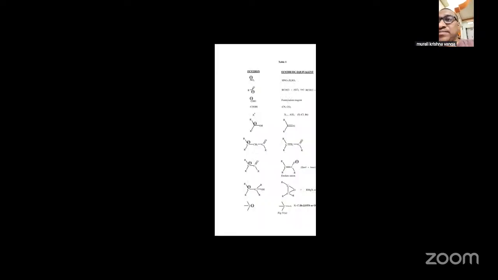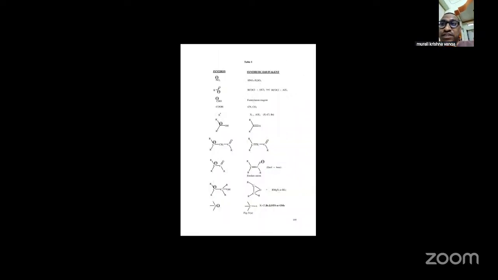Here we are discussing some synthons and synthetic equivalents. For the nitro synthon, the synthetic equivalent is HNO3 and H2SO4. For the acyl carbocation synthon, the synthetic equivalent is acyl chloride with AlCl3. The formyl carbocation synthon uses a formylation reagent.